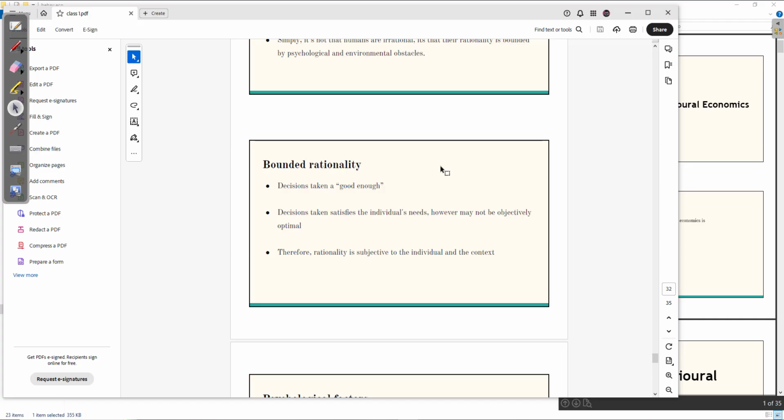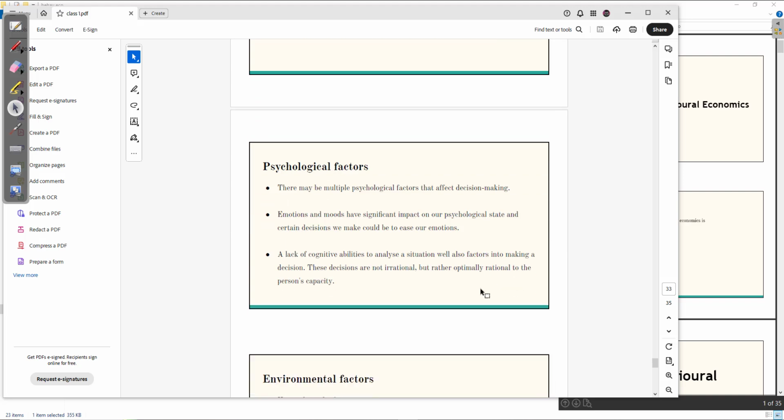So decisions taken are good enough. Decisions taken satisfy the individual's needs, however, they may not be objectively optimal. It is not that maximum level, but it is something positive only. Therefore, rationality is subjective to the individual and the context. Context here is the difference between what economics thinks of rationality and what I am talking about, the bounded rationality.